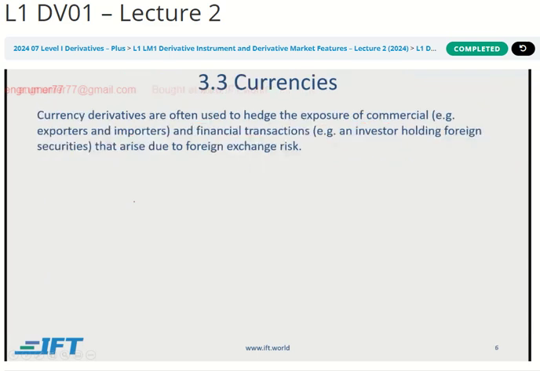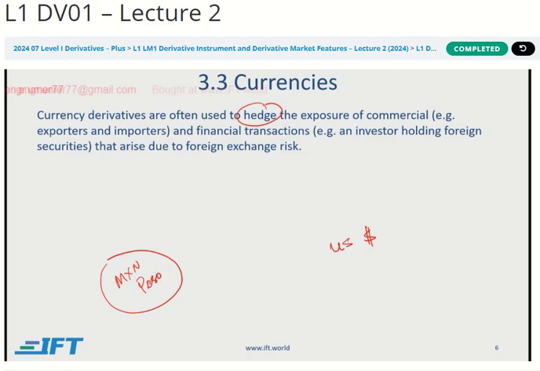You could also do this for currencies. So remember I told you about the Mexican peso. Let's say we're doing an investment in Mexico and we're worried that the Mexican peso might become weak, right? And we might get fewer US dollars when we get our money back. So what we could do is get into a derivative which will help us hedge the exposure of this.